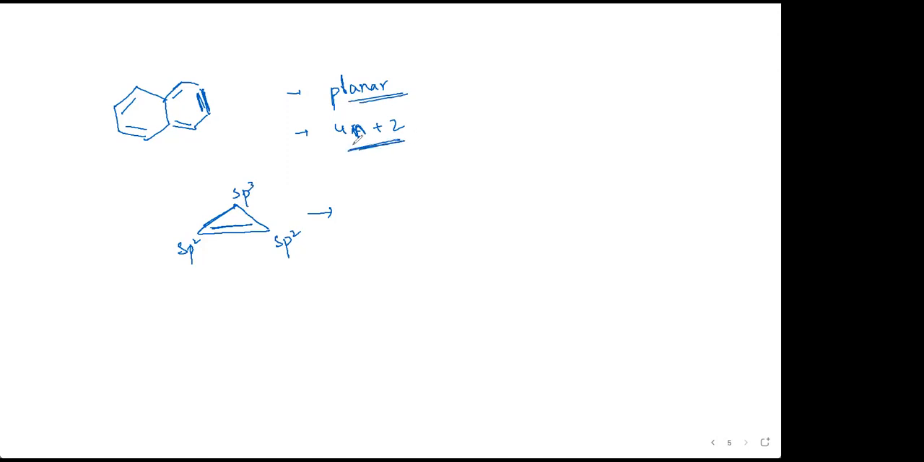One can argue that if n equals 0, there are 2 pi electrons, right? But n cannot be equal to 0. The value of n for this purpose starts from 1 onwards. The value of n can be 0, but not in this case, because it's not planar.